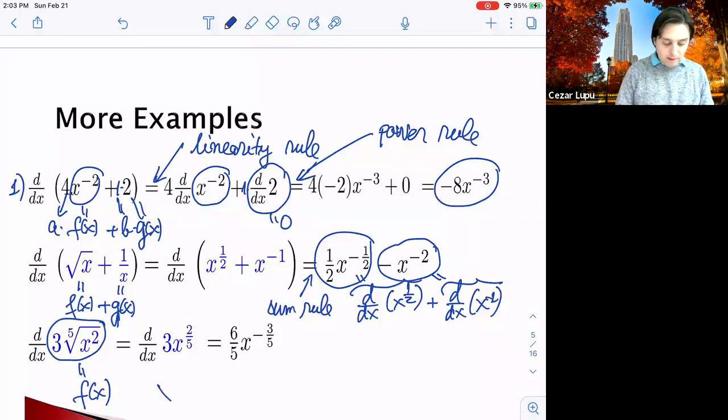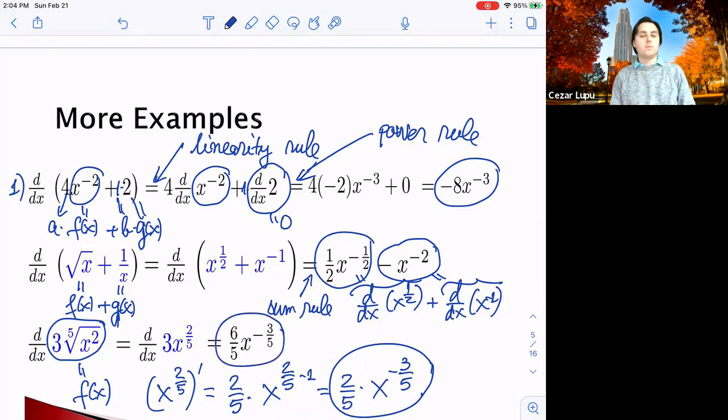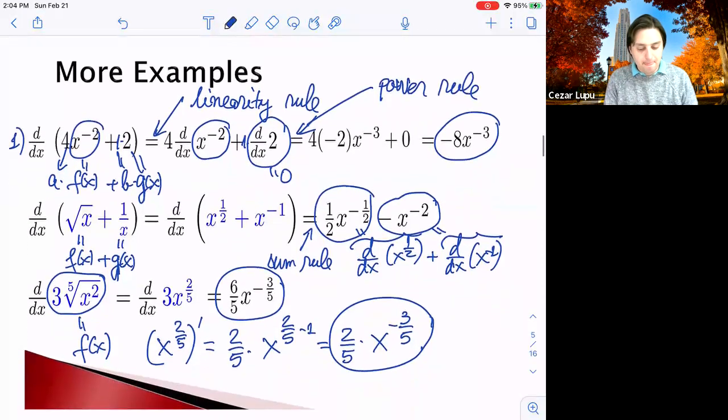So once you do this, let's look at the derivative of this guy. X to the power 2/5 will be 2/5 times x to the power 2/5 minus 1, right? Which is 2/5 times x to the power negative 3/5. All right, great. So I have this guy here, but also I have a 3. So let's not forget about the 3. So once you multiply by the 3, you'll get 6/5, which is exactly what we have.